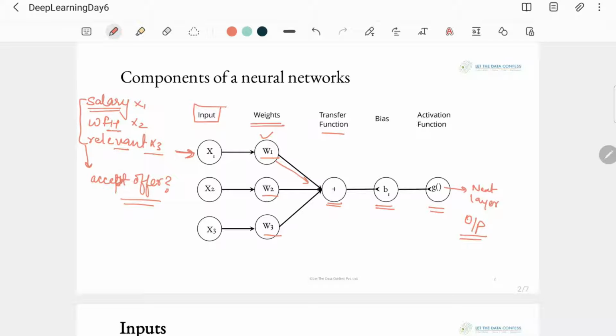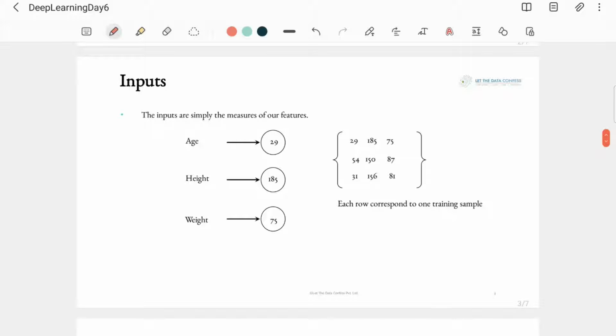So this is how a neural network architecture is generally defined in a very basic way, or this is called the perceptron. This is what we discussed in the last session. Now we will discuss in detail what weight, transfer function, bias, and activation function mean, and how we are going to use them further. So I think you are aware of the inputs now.